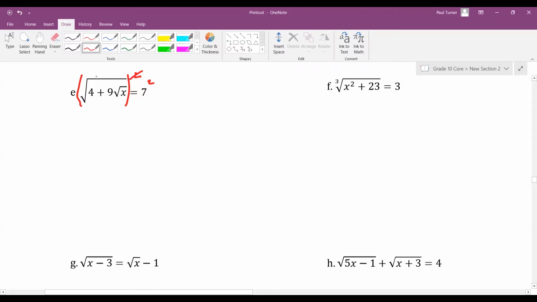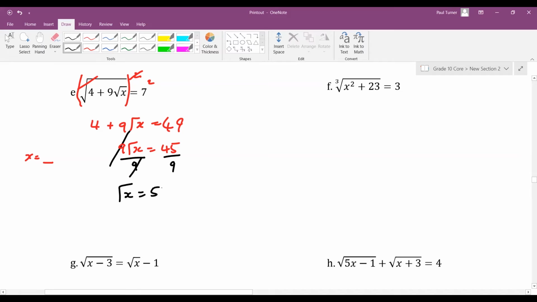So your squaring will cancel the square root, as it always does. So we have 4 plus 9 root x equals 49. Move your 4 first, right? So bring your 4 to the other side. 9 root x equals 45. You've got a 9 to get rid of, so divide both sides by 9. So we can cancel off the 9 or just drop it down. So root x equals 5.